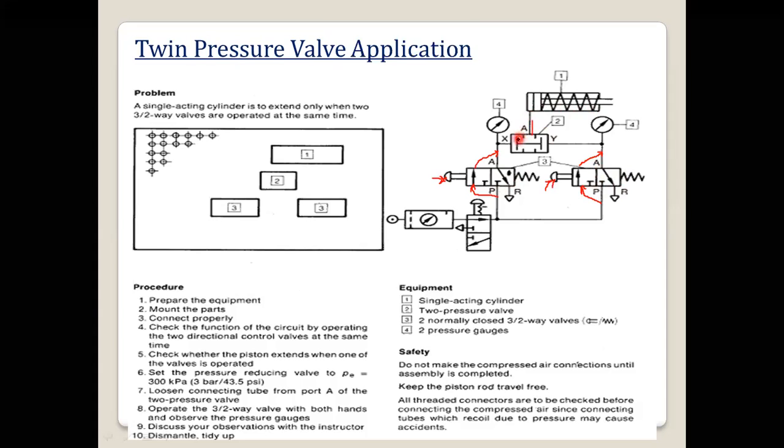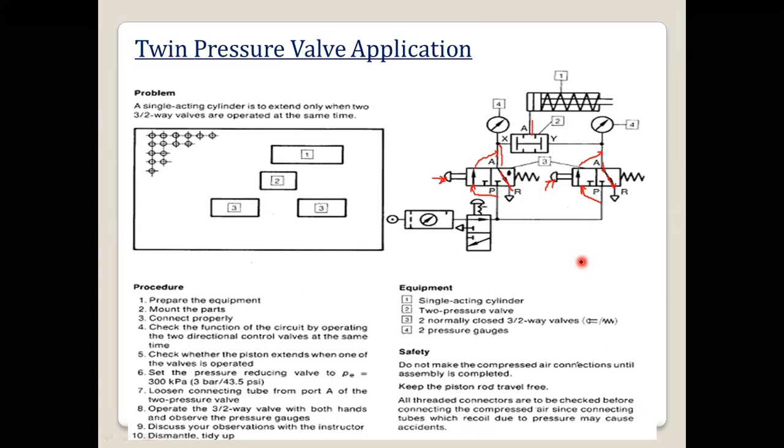to the A port, it is going to the X port also, and to the Y port also. Then from the X port it will go to A, then A to R, and then it is released. In the same way here also, from the Y port it will come to the A of DCV2, then to the R, and it is released to the atmosphere.